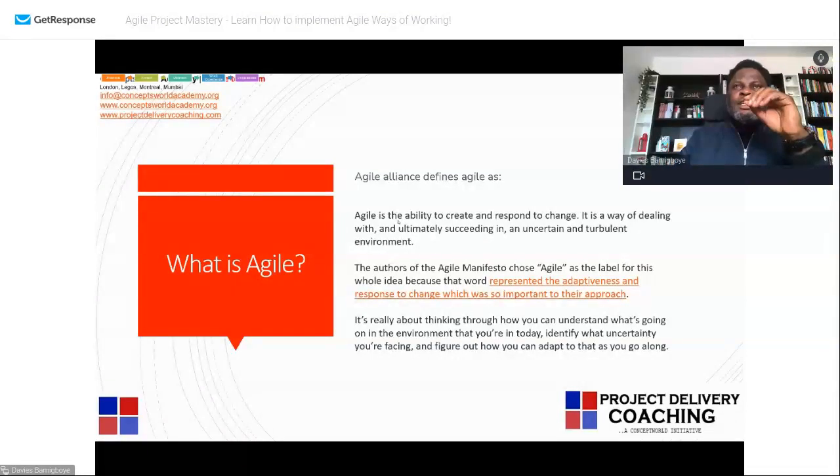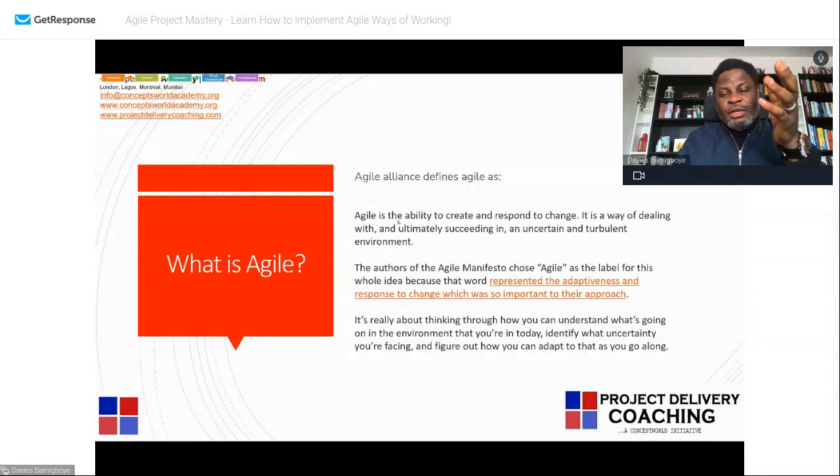You think about it. If an environment is turbulent and it's not certain, you don't want to be rigid. You don't want to say, oh, the way we've always done it is the way we should always continue to do it. You have to be able to be somebody who's nimble, very fast on the ground, and be able to make changes very quickly. So that's what Agile Alliance defines Agile as.